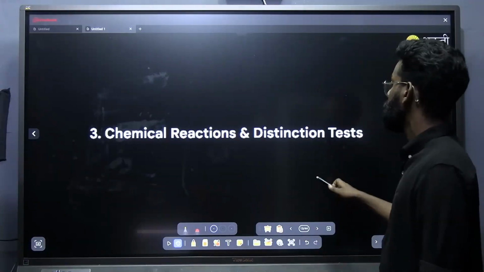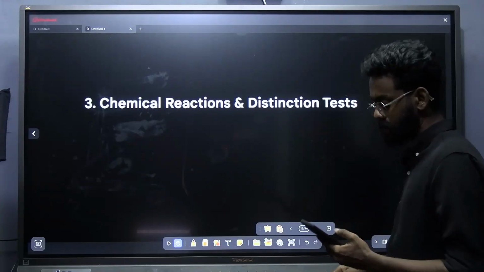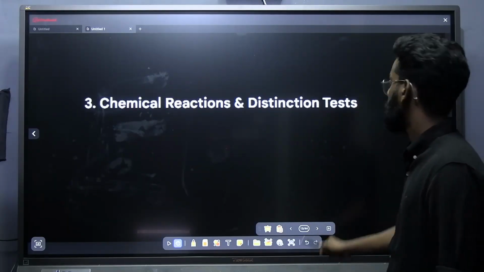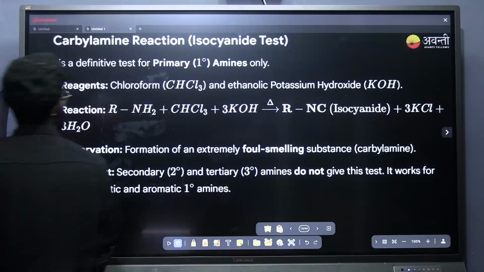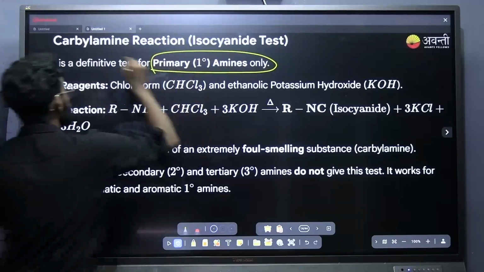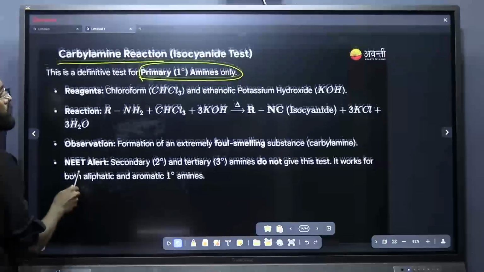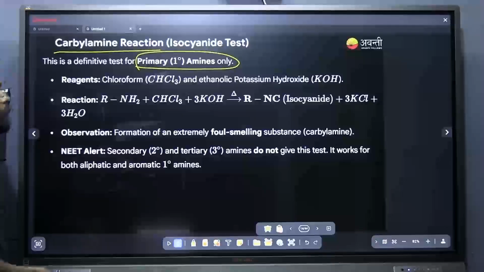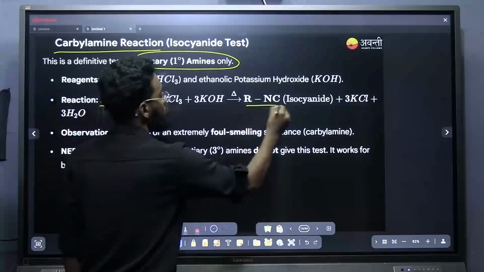Next we will be moving into the chemical reactions and distinction tests for amines. The first one is a definitive test for primary amines only. It's a very important test, the carbylamine test or isocyanate test. All of you might know this reaction. What is the isocyanate test? Primary amine will be converted to isocyanate.